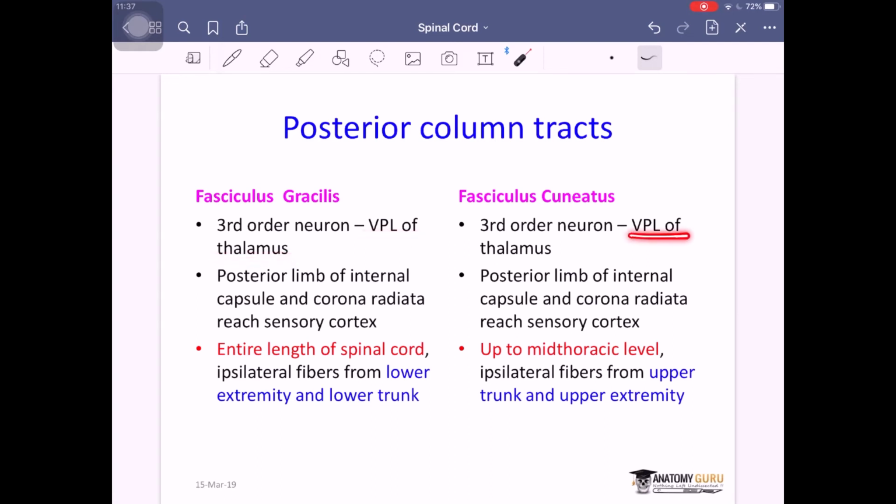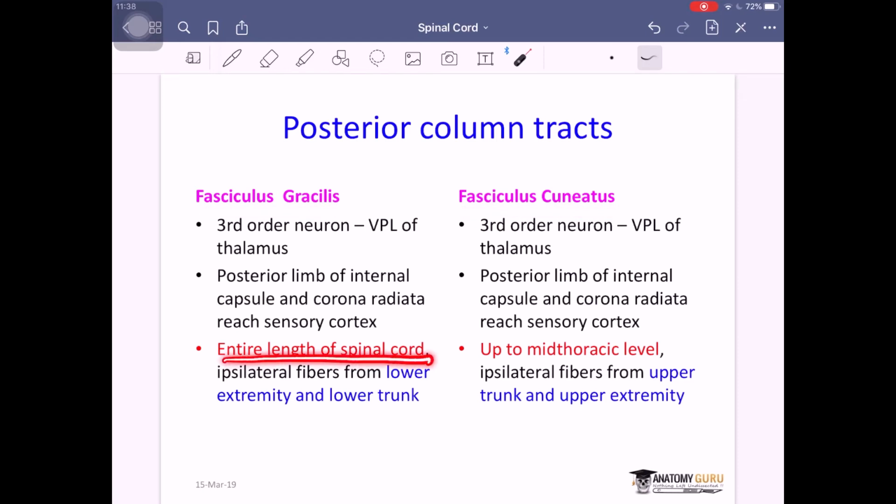Now, the third order neuron goes to the ventroposterolateral nucleus. This is also third order, ventroposterolateral. Again, internal capsule, the same posterior limb of the internal capsule, and finally reaching the sensory cortex, areas 3, 1 and 2. Now, why do we have two tracts if they are doing everything the same?